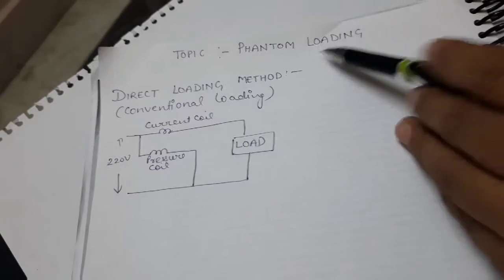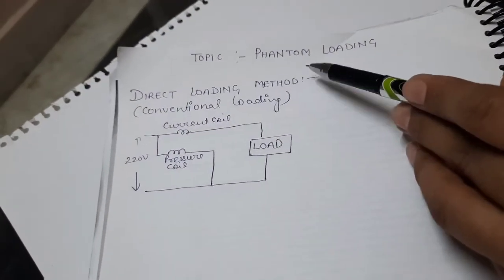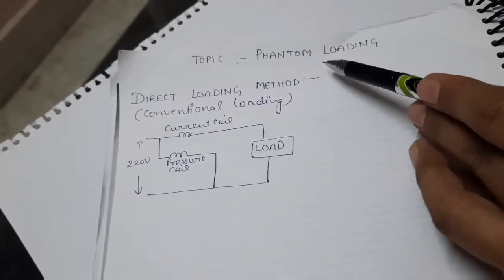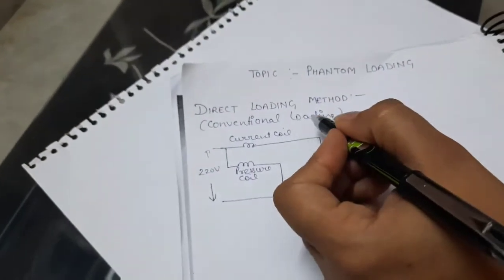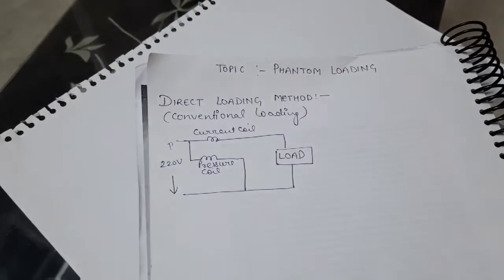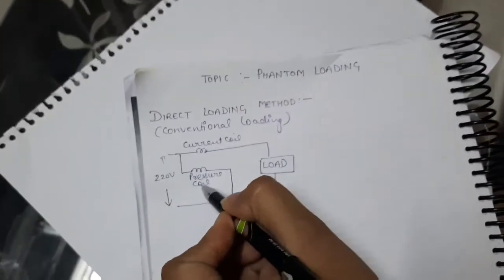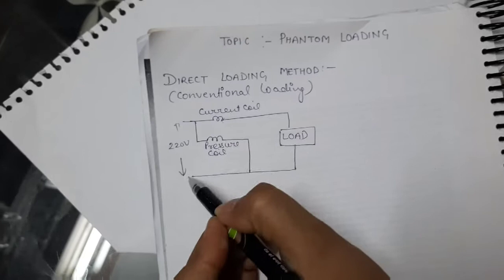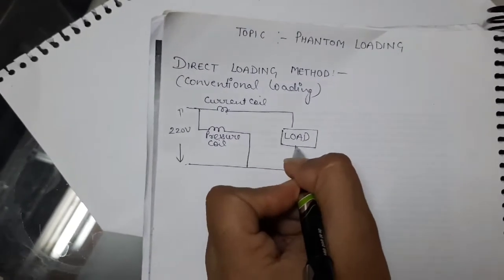Before understanding the phantom loading, we have to study the energy meter and how we can measure the energy by using an energy meter. This is the conventional method, or direct loading method. In an energy meter, we have two coils: one is the current coil and another is the pressure coil. The pressure coil is connected to the supply voltage of 220 volt, and we have some load.